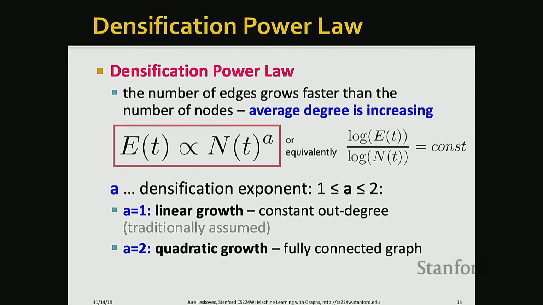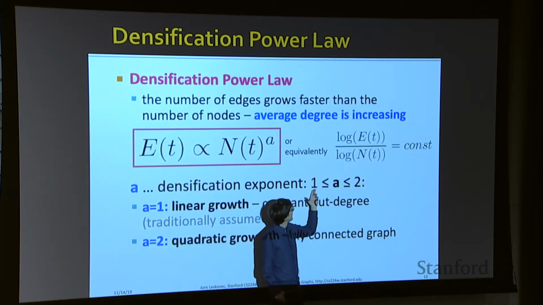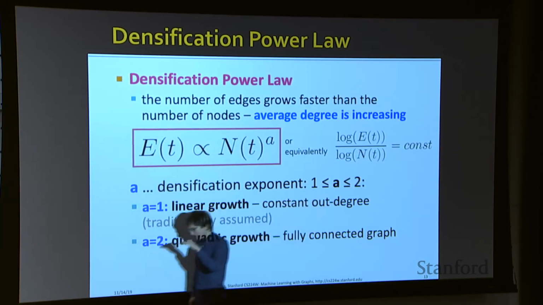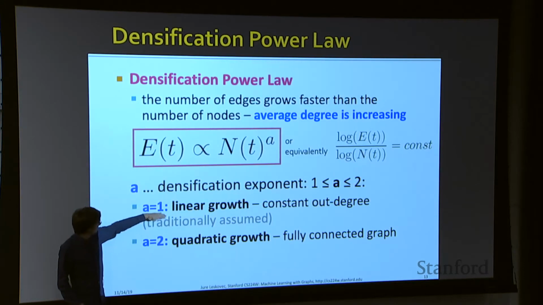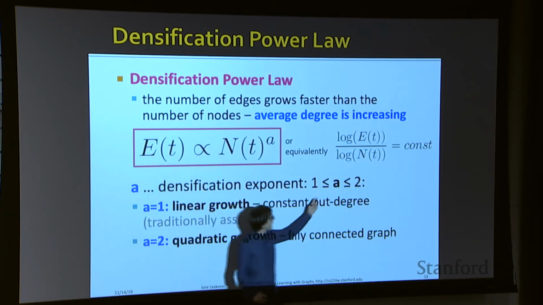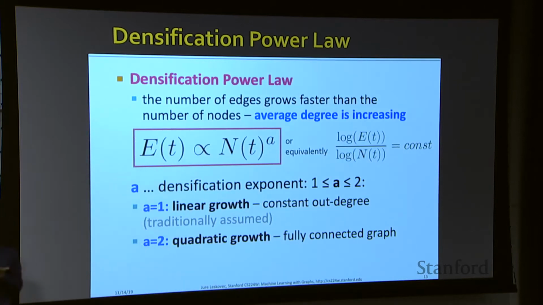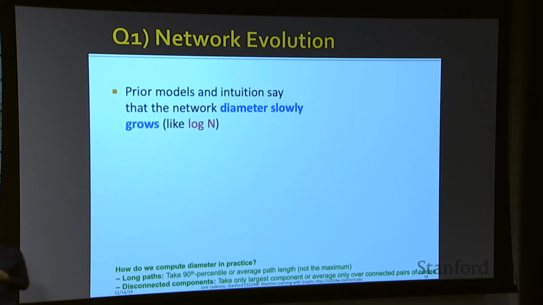As I said, a is this densification exponent. It will be less than 2 because you cannot grow more than quadratically. If it's 1, it's constant degree. If the degree were slowly decaying, it could even be less than 1. But 1 would be linear growth, 2 would be quadratic growth. In reality, what we empirically observe is something in between, but it's non-trivial. It means it's greater than 1. So that's the first interesting empirical observation about these networks.